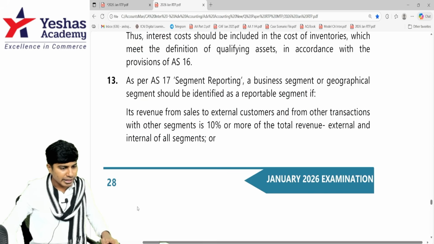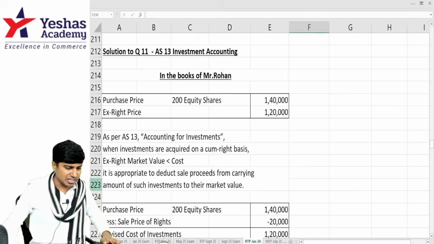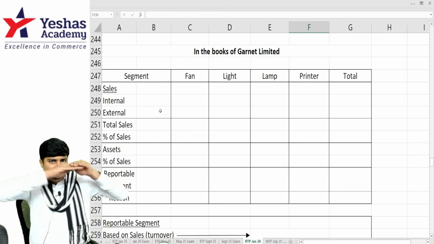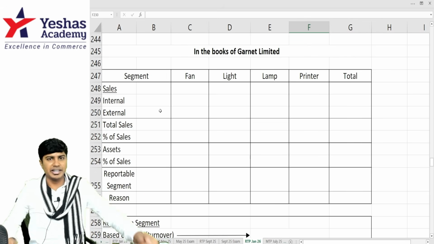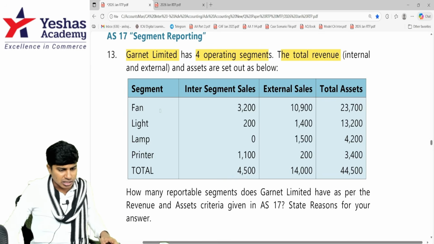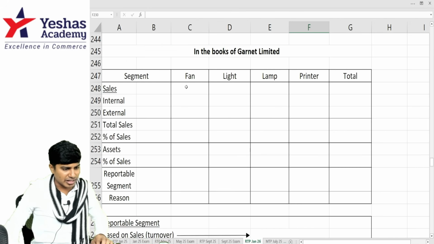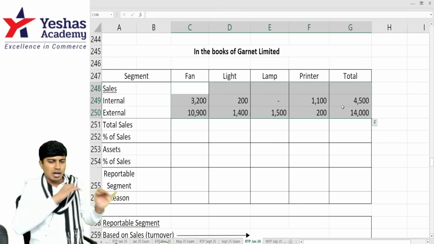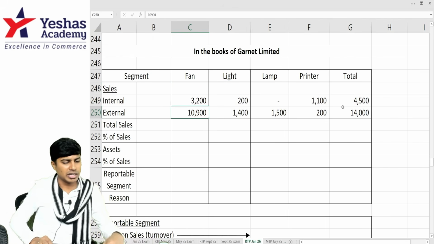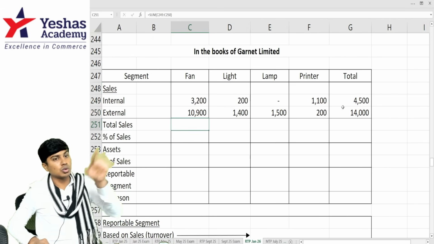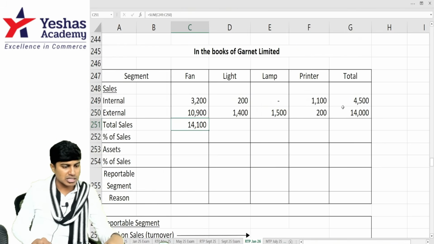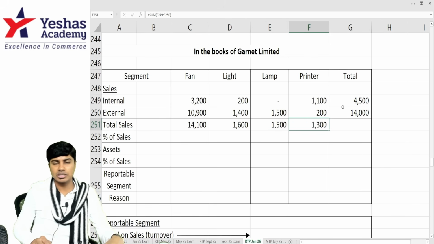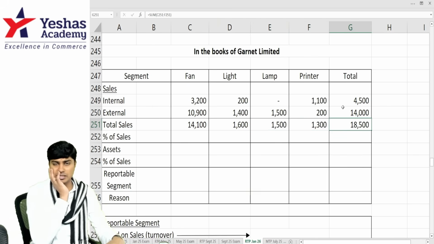Let's check. Help me with the data given in the question. I'll do it horizontally, not vertically, because I need more space here. Sales 3,200, 200, 0, 1,100, 4,500. I'll write the data, whatever they've given, internal and external, and take a total of the same. Horizontal total is given. Now we'll do the vertical total. Fans' total sales is 14,100. Light 1,600. Lamp 1,500. Printer 1,300. Total of total sales is 18,500.